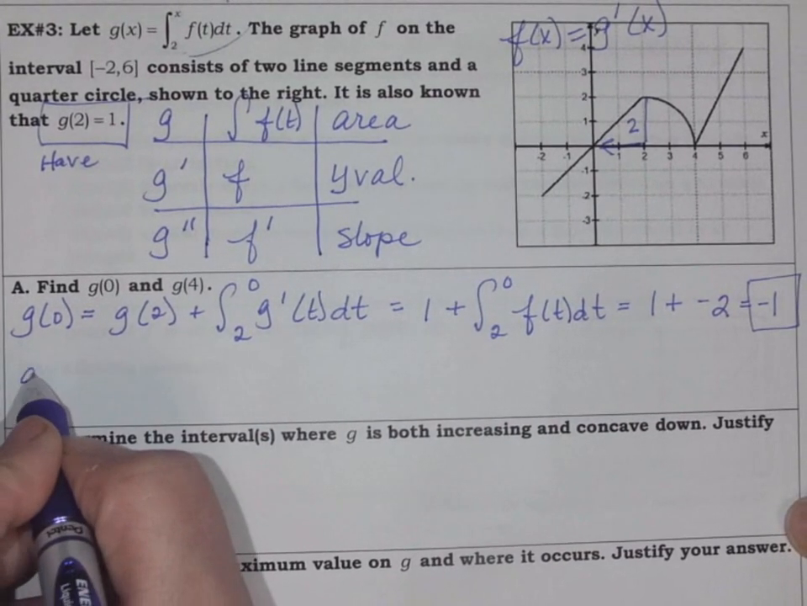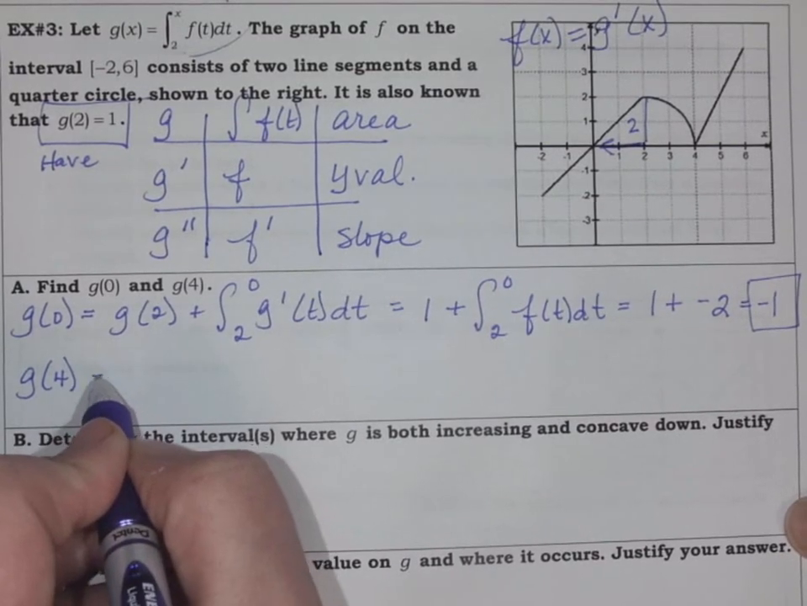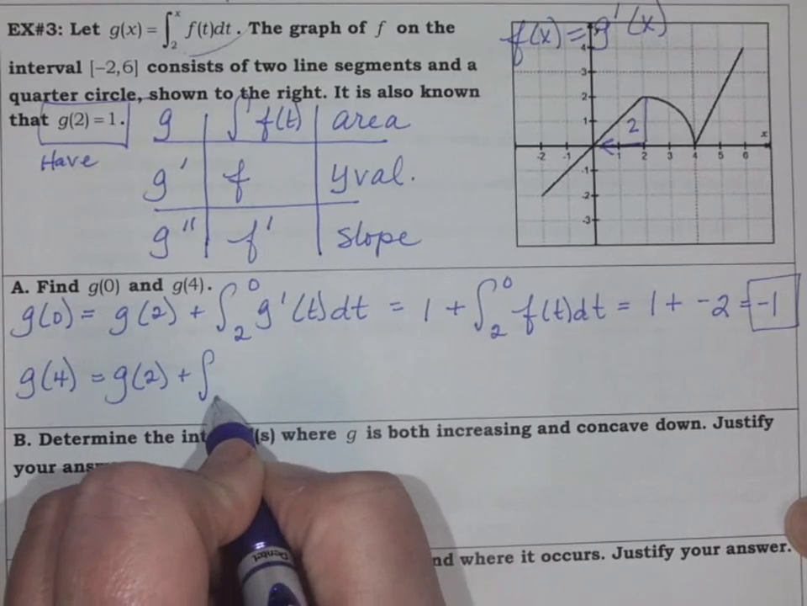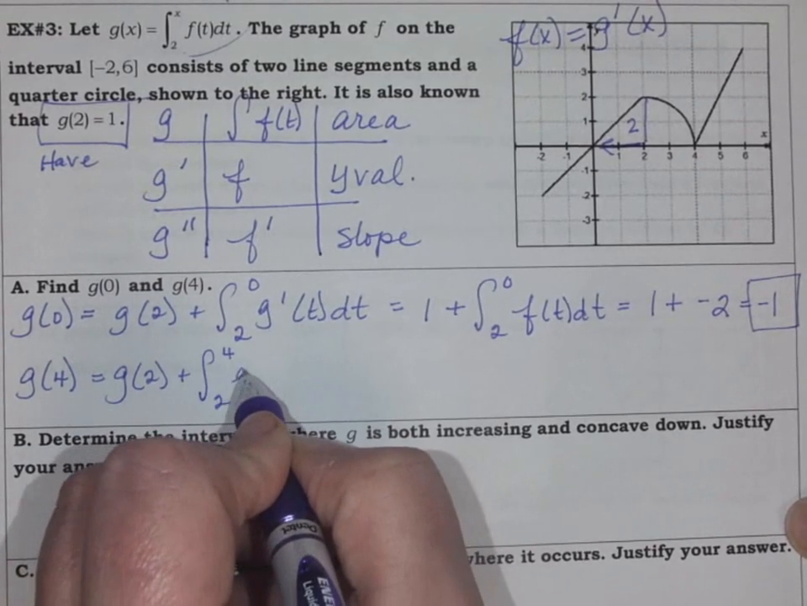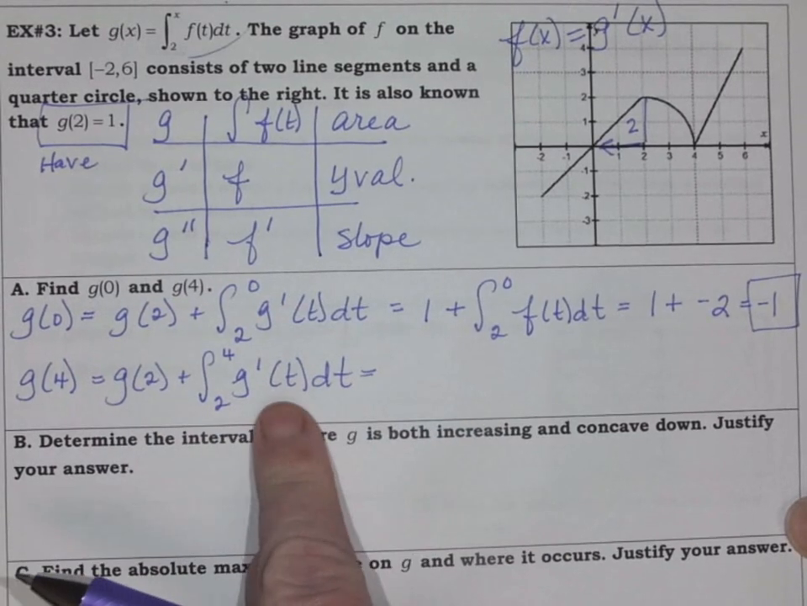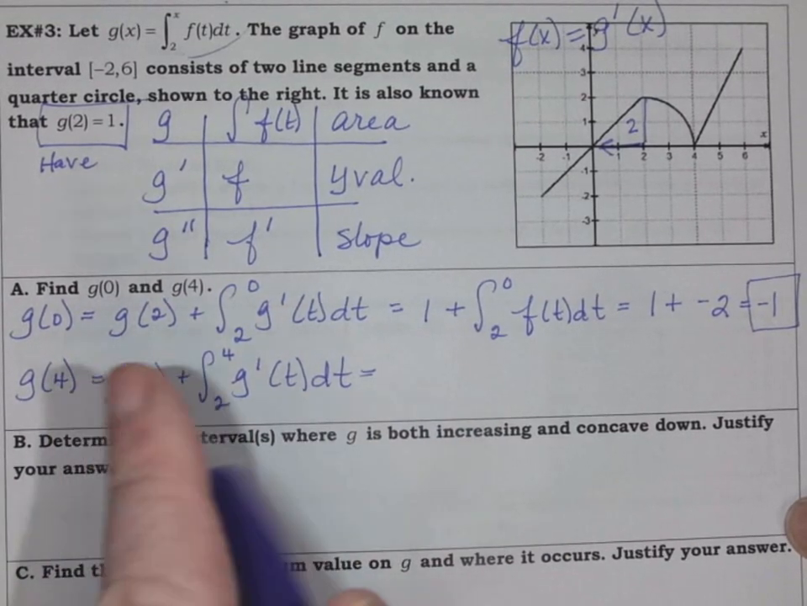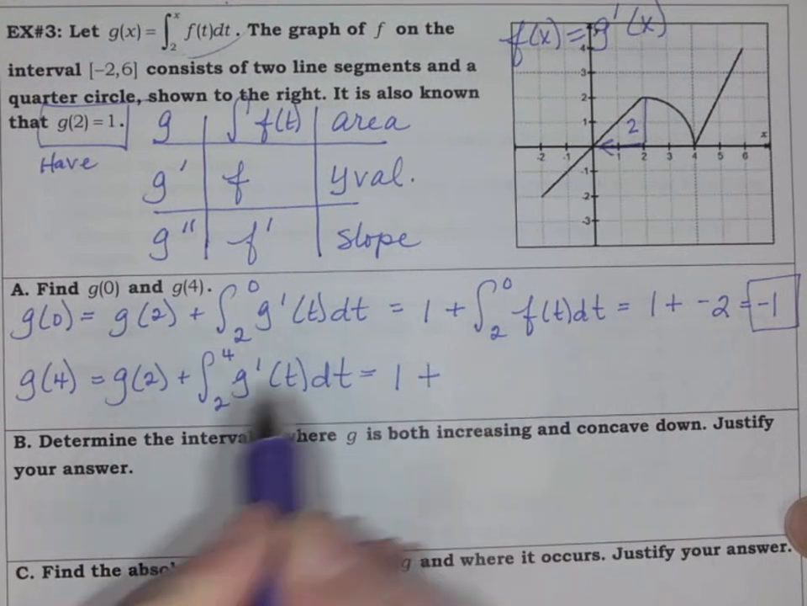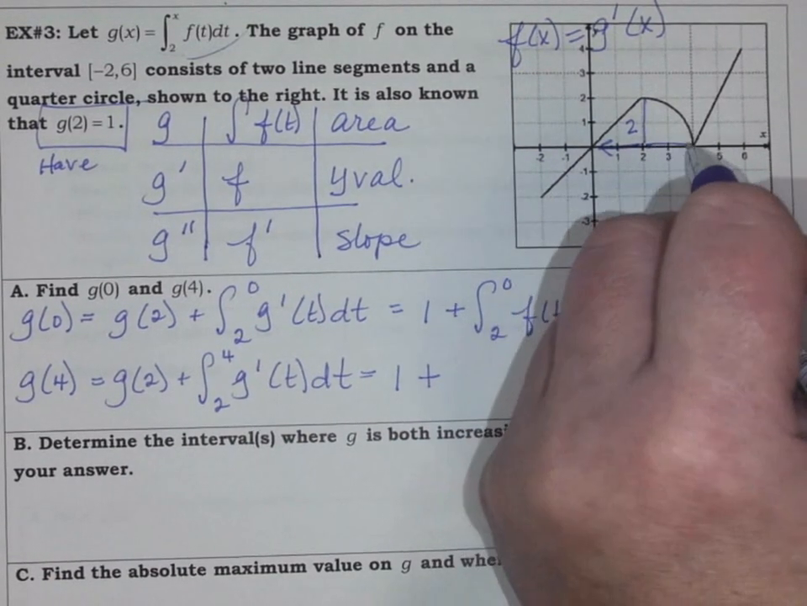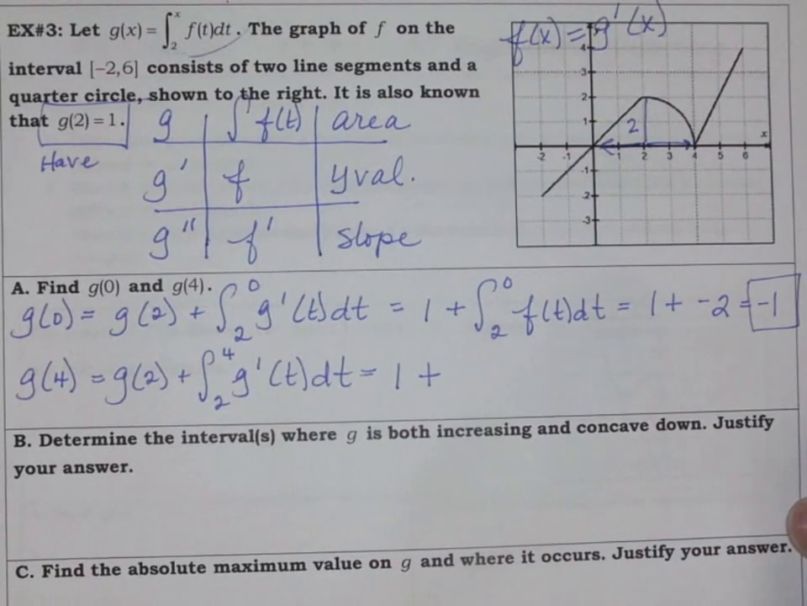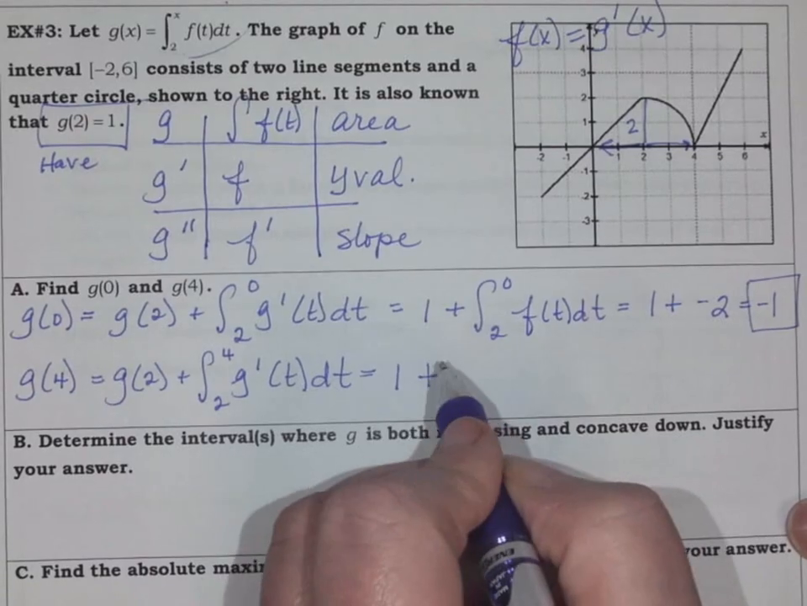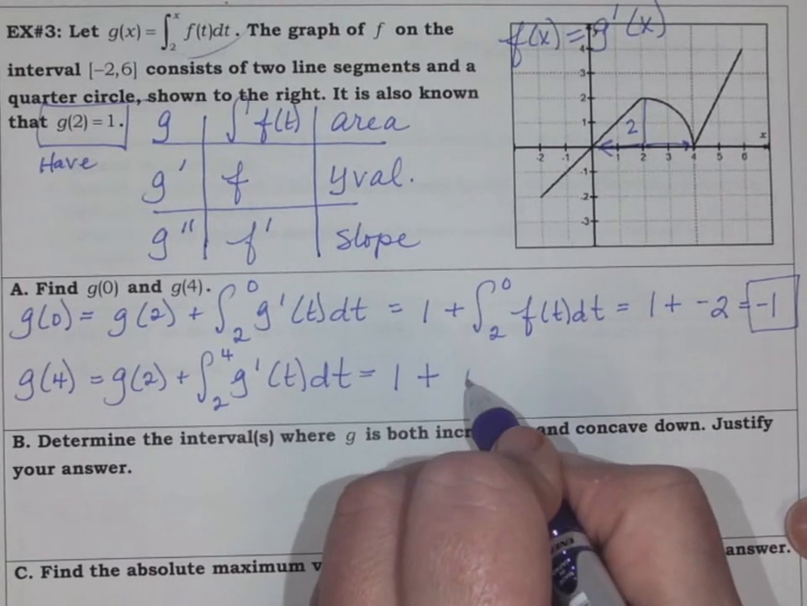Okay, if we do g of 4, we're going to do the same process. So it's going to be g of 2 plus the integral from 2 to 4 of g prime of t dt. Well, we've already said that that's the integral of f. We know g of 2 is equal to 1. So now we're going to do the area from 2 to 4, which is a quarter circle with a radius of 2. So the entire area of the circle would be 4 pi, but we're going to divide it by 4, and so we would get pi.